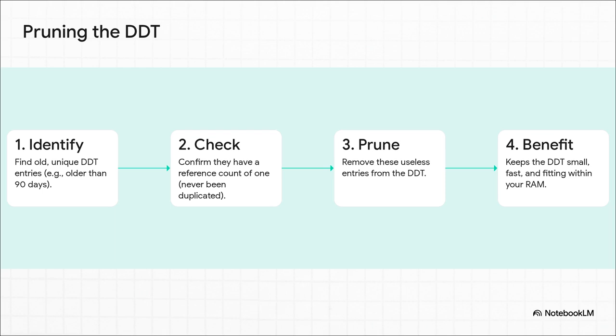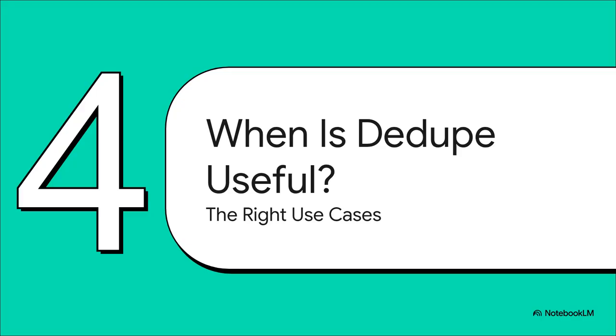You're constantly cleaning house, getting rid of old, useless entries, and that keeps the DDT from growing out of control. It stays small, it stays fast, and most importantly, it stays in your RAM where it belongs. Okay, so the tech is way better.